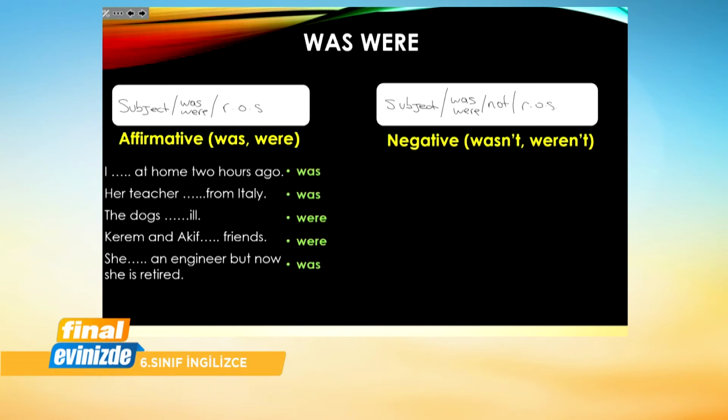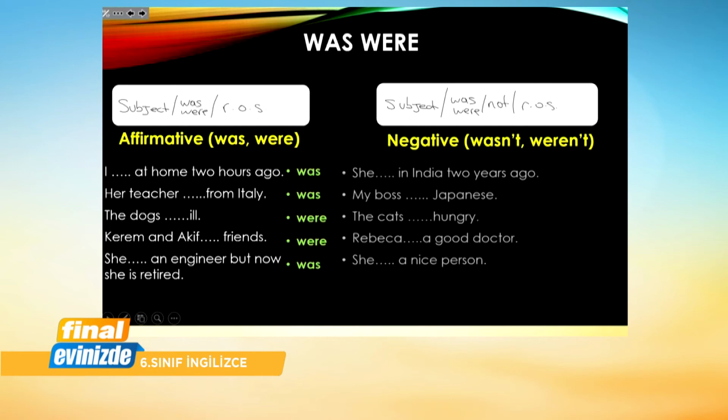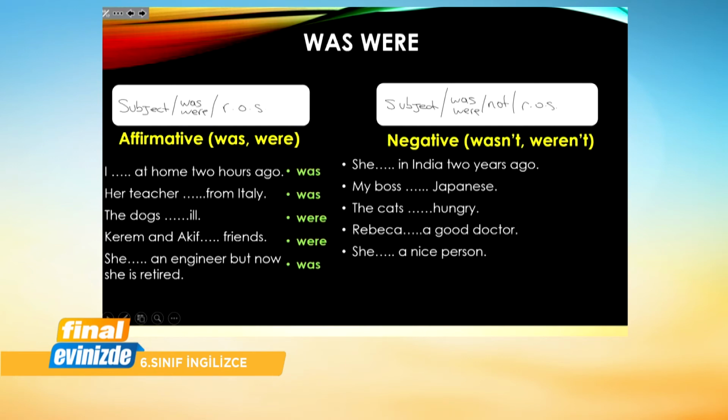Now have a look at some examples. She is singular. We are going to say wasn't. In India 2 years ago. My boss is singular. Therefore, we are going to say wasn't. My boss wasn't Japanese. The cats, as you see, it's plural. We are going to use what? As you see, were, weren't.